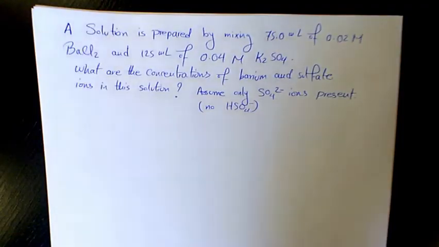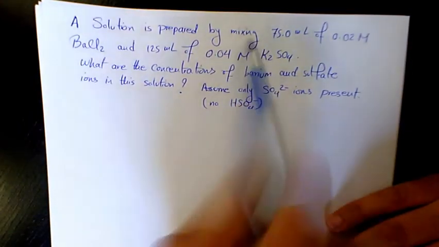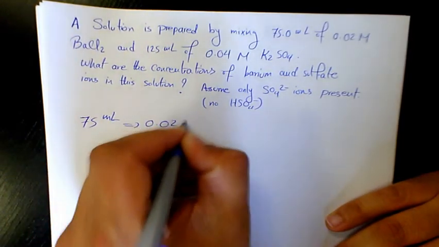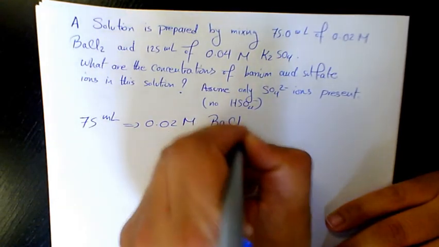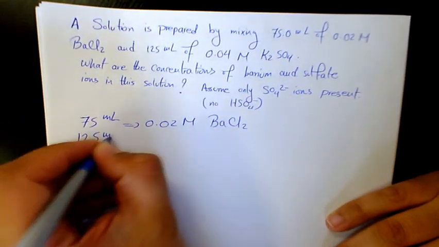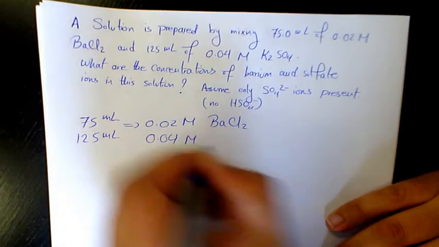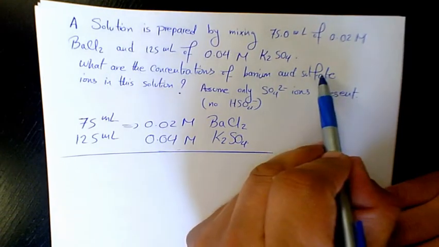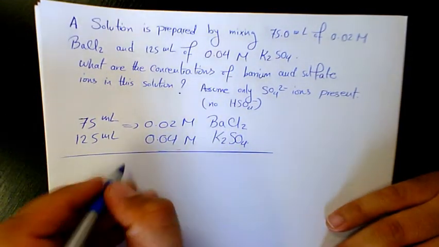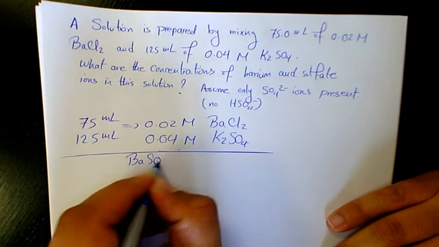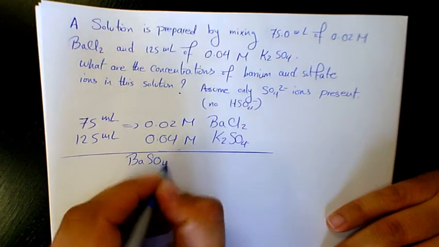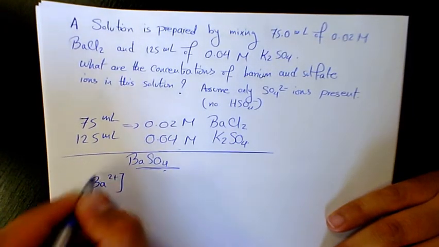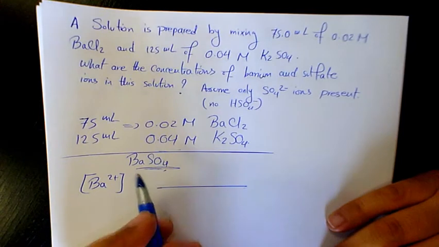In this example, a solution is prepared by mixing 75 milliliter of 0.02 molar barium chloride with 125 milliliter of 0.04 molar potassium sulfate. What are the concentrations of barium and sulfate ions in this solution? So we have BaSO4. We need to find the barium ion concentration initially, after we just mix them.